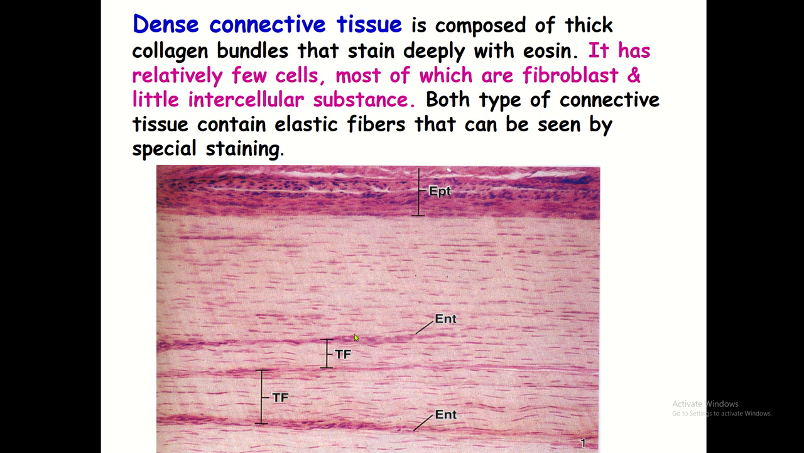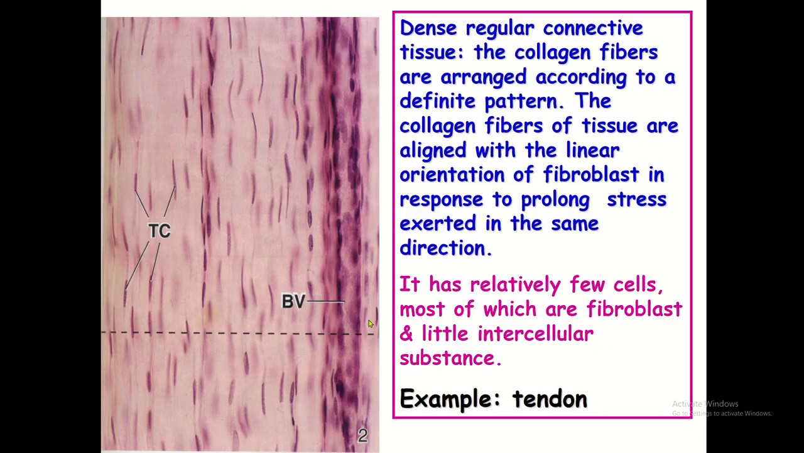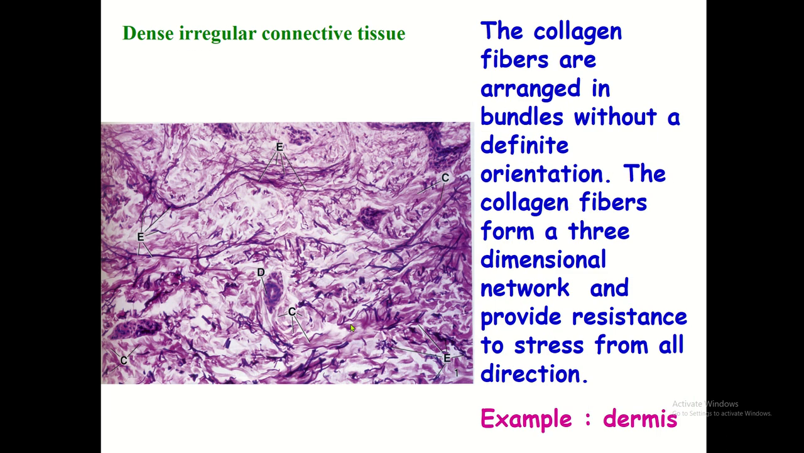Dense connective tissue. Dense regular connective tissue: here the fibroblasts and the collagen fibers are arranged parallel. Dense irregular connective tissue: here the cell number is less, but the connective tissue fibers are more, and these fibers are irregularly arranged.